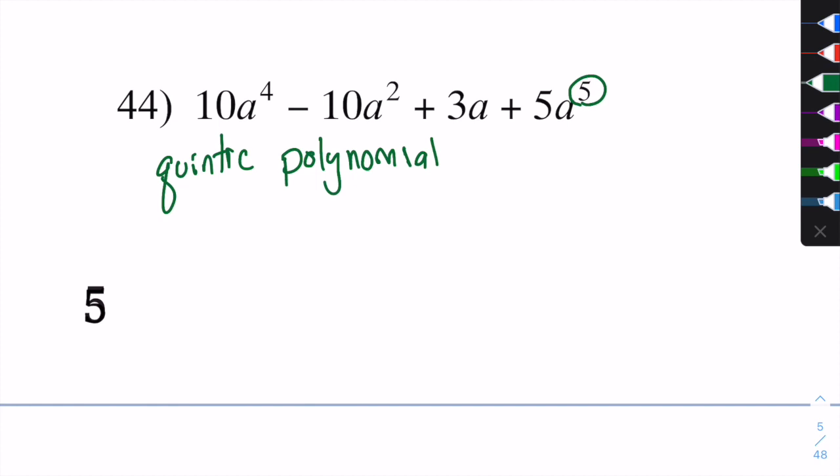Okay, let's write them in order of decreasing degree. 5a to the 5th is first. Our next one would be the plus 10a to the 4th, then minus 10a squared, and plus 3a. And that's in standard form.